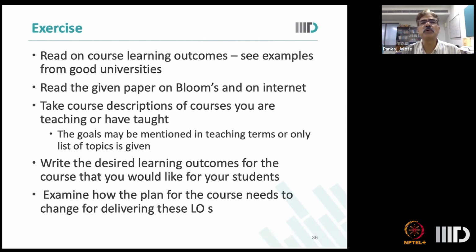So read up on learning outcomes. See examples from good universities. And maybe see some examples from poor universities also, where they will be stating the student will be taught this, this is the list of topics, etc., etc. I will post a paper or a link to the Bloom's paper. It's available on Google. You can search for it. I will try to post that link there. So read that paper on Bloom's. It's a good thing to get an idea.